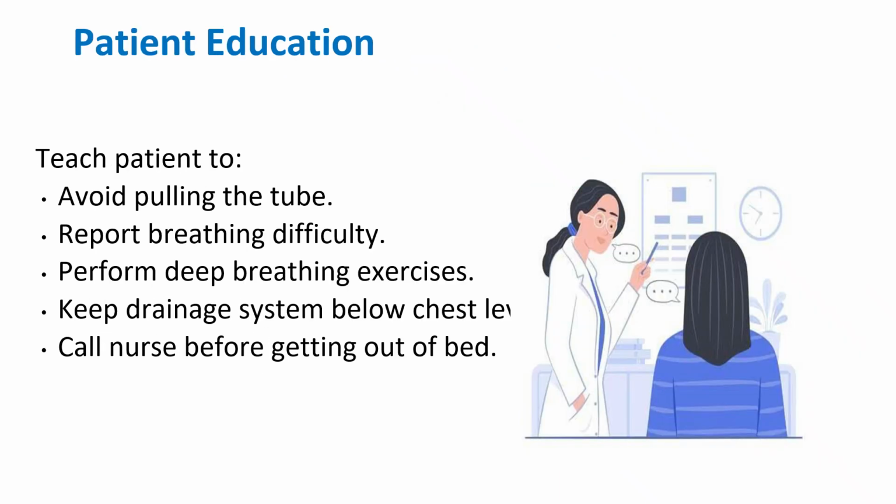Then patient education. As soon as the ICD is put, you have to tell the patient not to pull the tube. They have to keep the tubes carefully. When they go out, they have to take help from the nurses. They should prevent the tube from kinking or pulling. Report breathing difficulty, perform deep breathing exercises, keep the drainage system below chest level, and always call the nurses when they get out of bed for toileting or any other reasons. So this is the education you need to give to the patient.